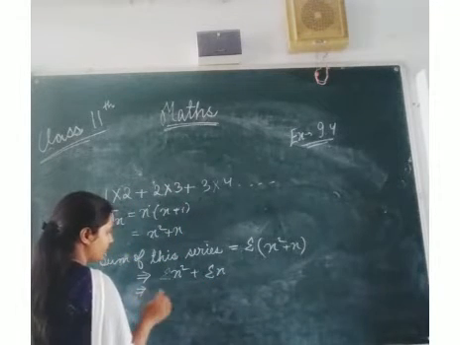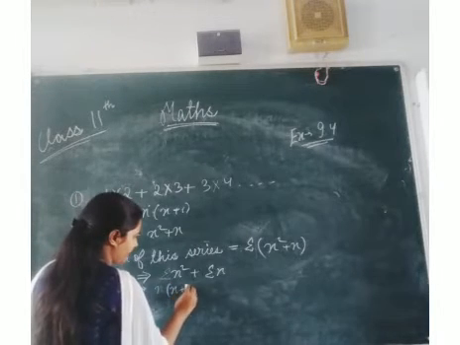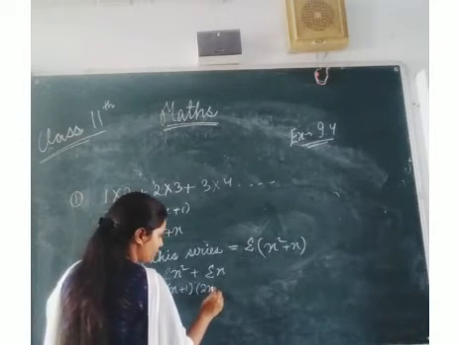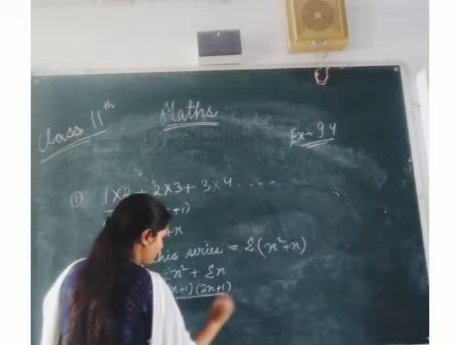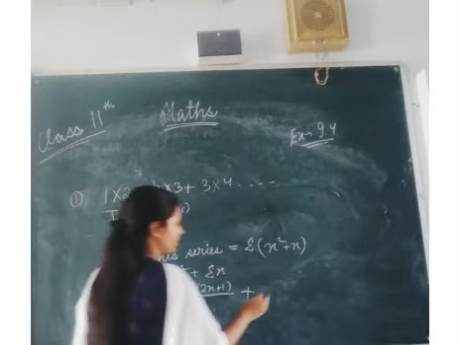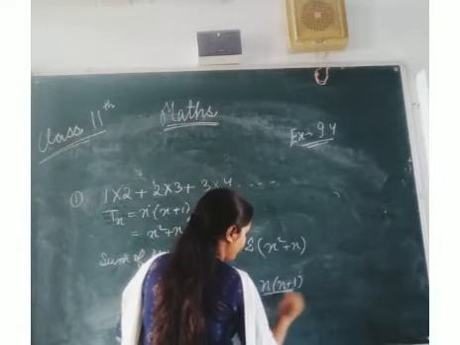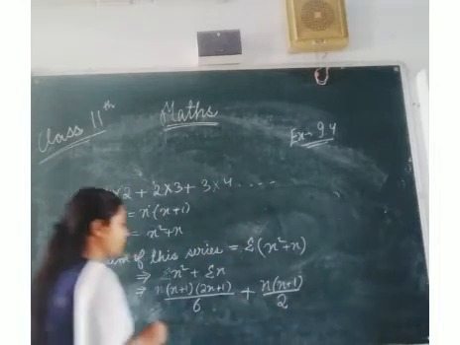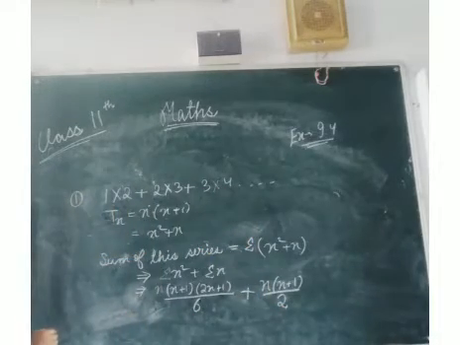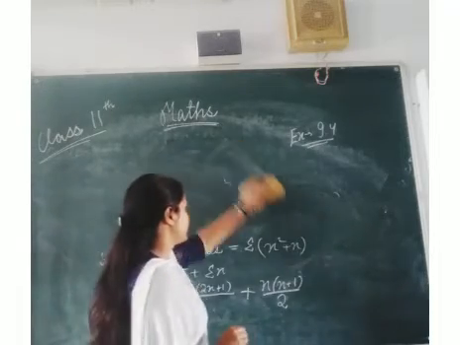Now you remember the formula: n plus 1, 2n plus 1 upon 6, plus summation n. The formula is n plus 1 by 2. Now we are going to simplify this, and once we simplify this, we will get the sum of n terms.